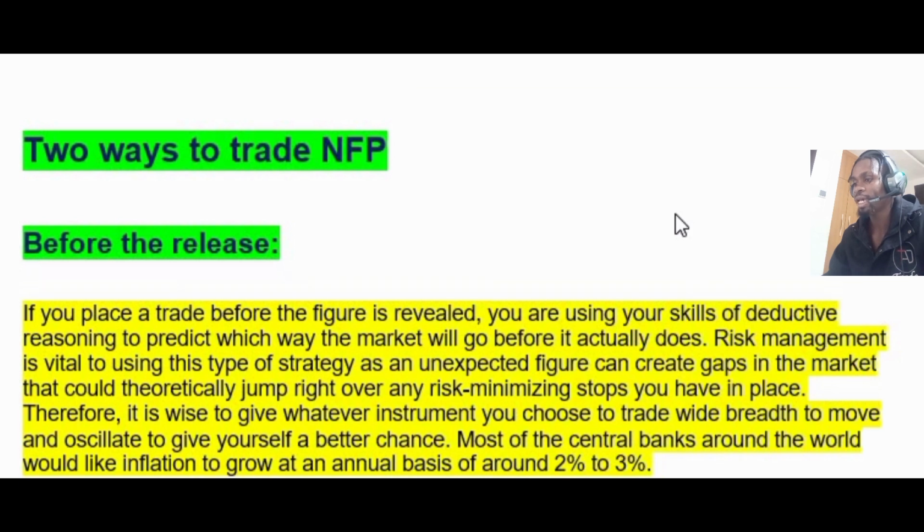Two ways to trade NFP: before the news. If you place a trade before the figure is revealed, you are using your skills of deductive reasoning to predict which way the market will go before it actually does. Risk management is vital to using this type of strategy, as an unexpected figure can create gaps in the market that could theoretically jump right over any risk-minimizing stops you have in place. Therefore, it is wise to give whatever instrument you choose to trade wide breadth to move and oscillate to give yourself a better chance.